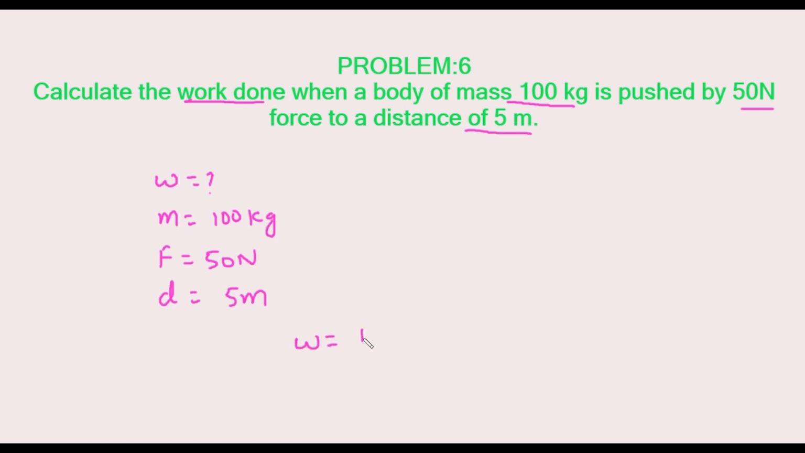We know that work done means force into displacement. So force is given 50 and distance or displacement is given 5. So 5 times 5 is 25, and 0, and the unit of work is joule. So this is the required work done, that is 250 joule.